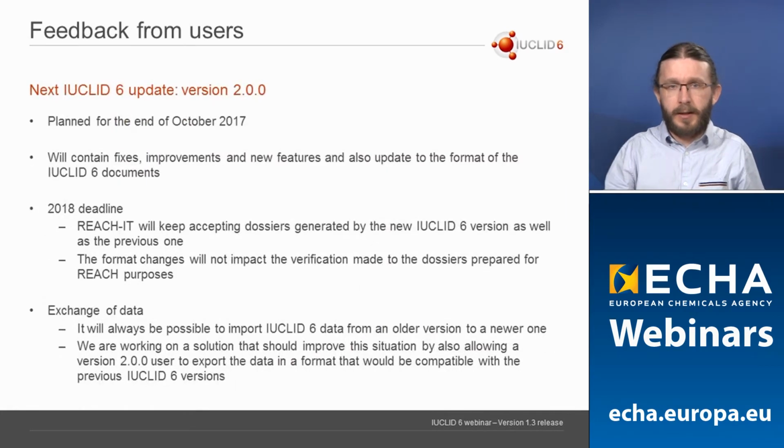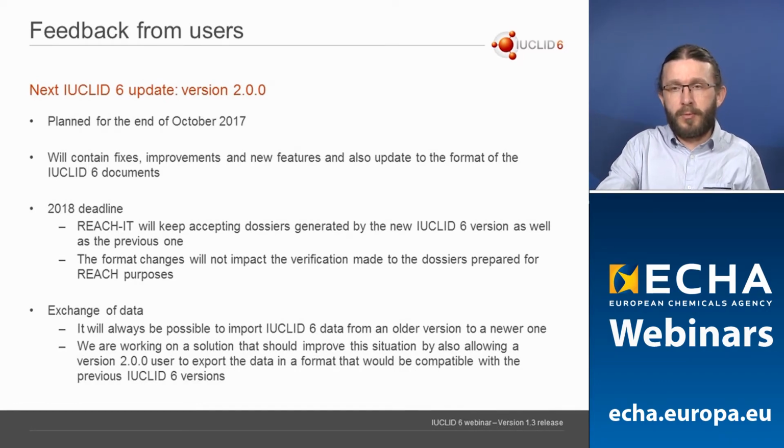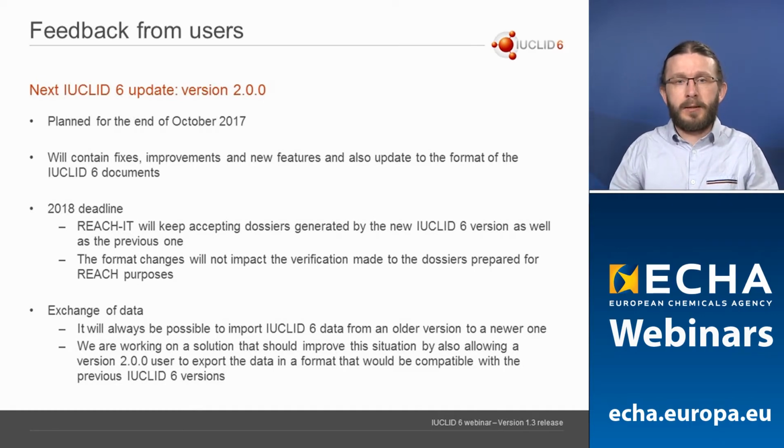Okay. Last thing concerning the feedback received from users. We received some questions about the next Euclid 6 update, which is version 2.0, scheduled for the end of October this year. And this update will also contain, as usual, fixes, improvements, and new features, but this will be also the time when we will introduce format changes to Euclid 6 documents.